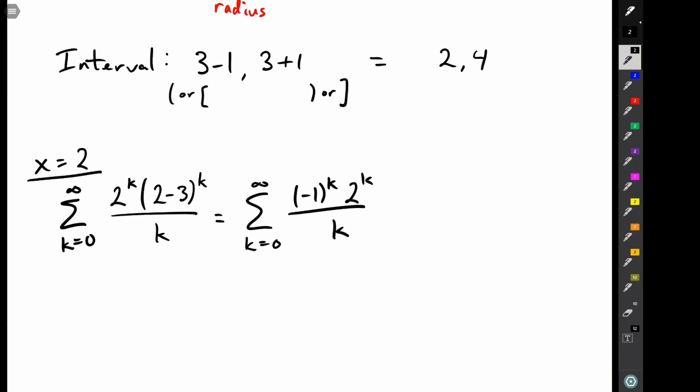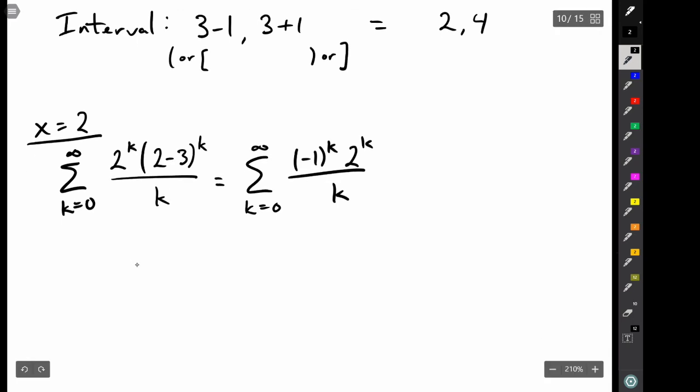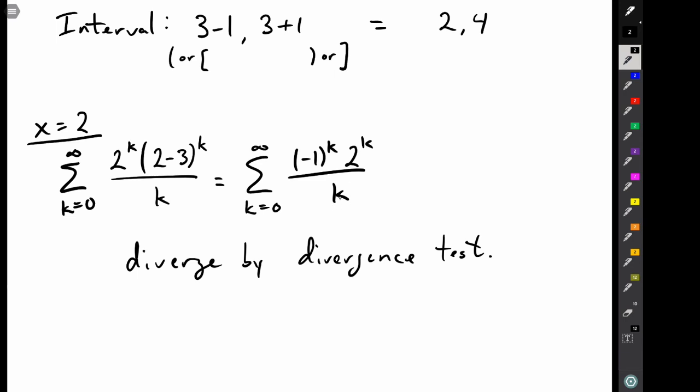And this series here is going to diverge by the divergence test. That's because 2 to the k is going to grow much faster than k, so this limit isn't going to be 0.